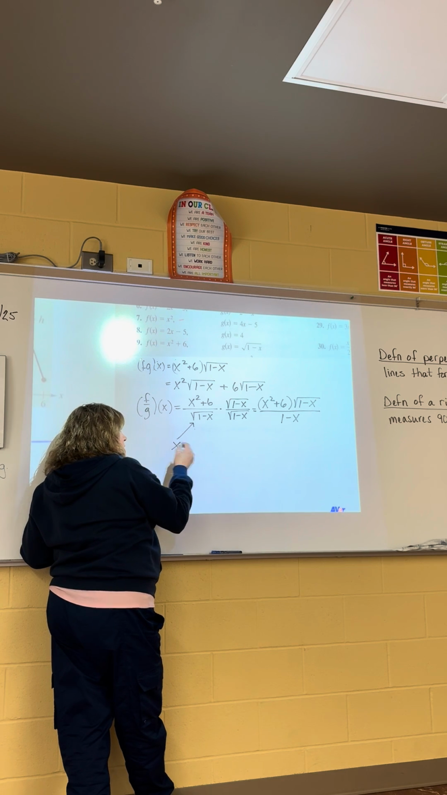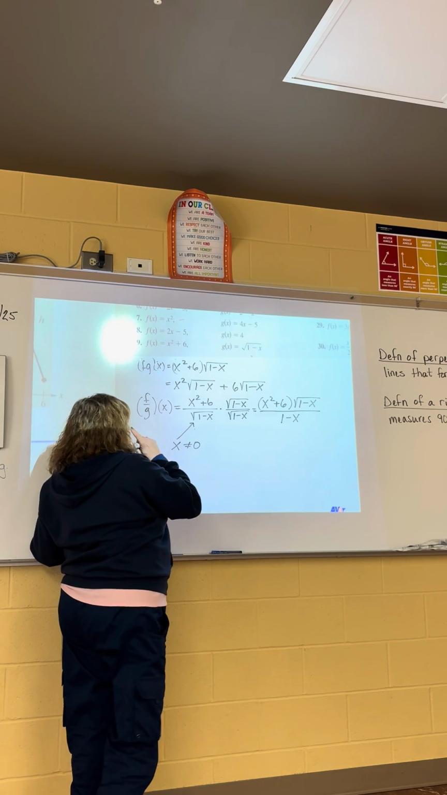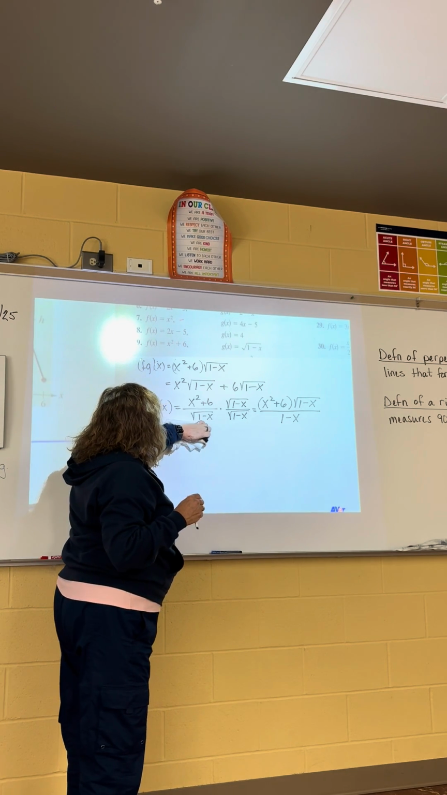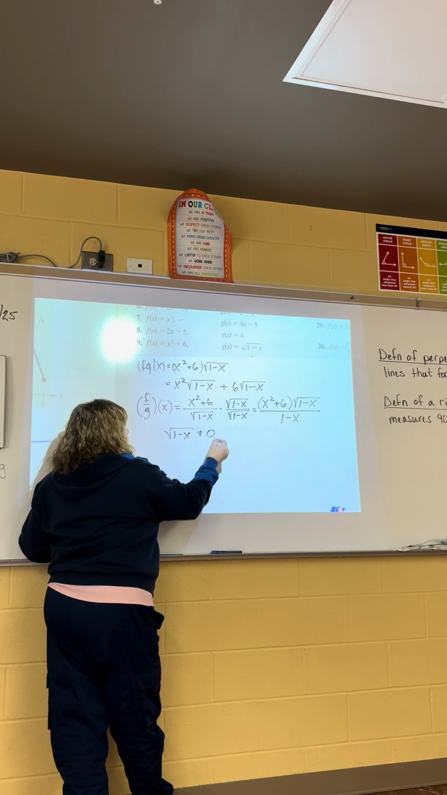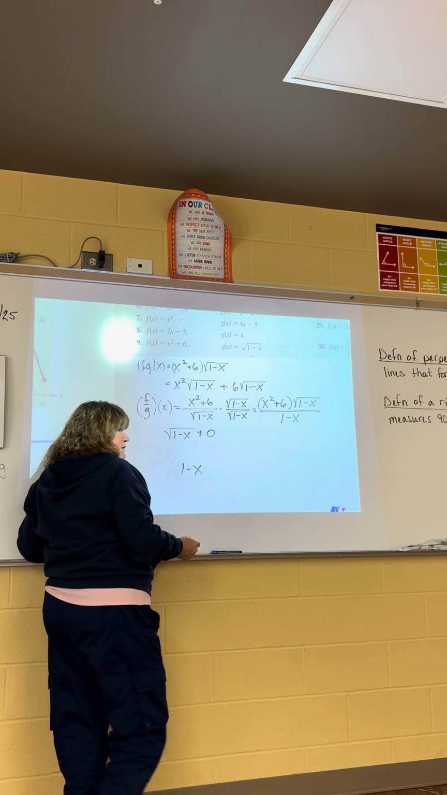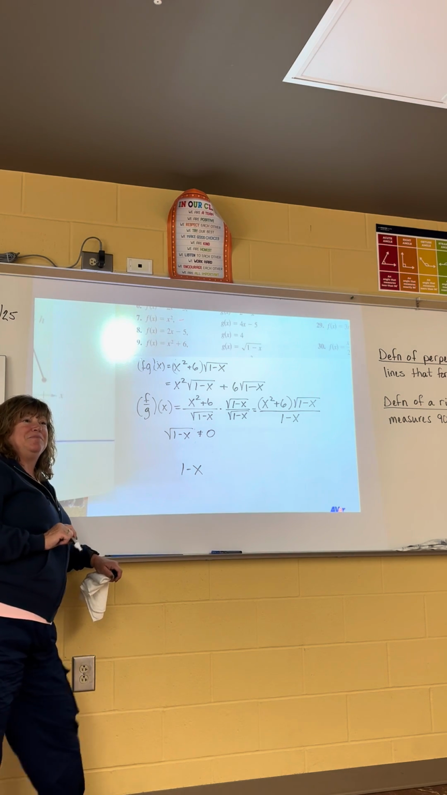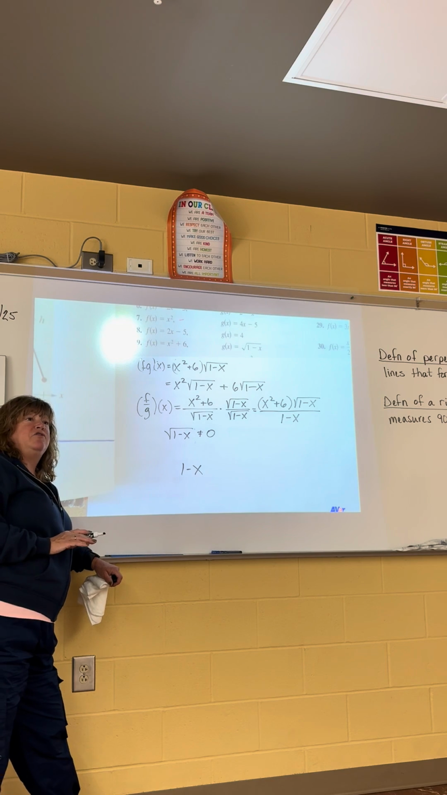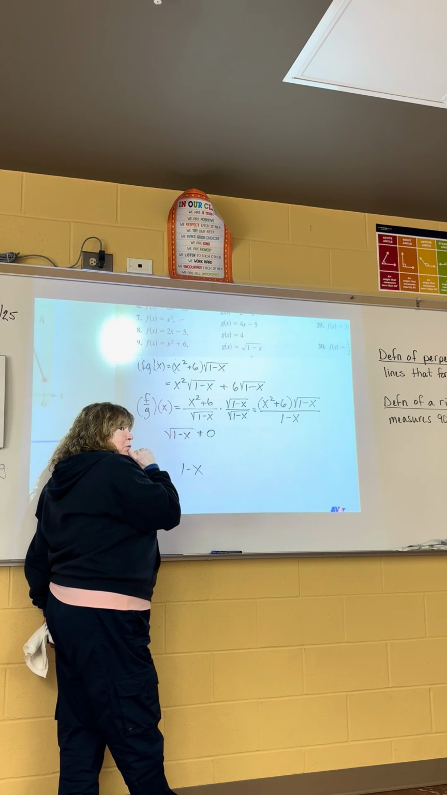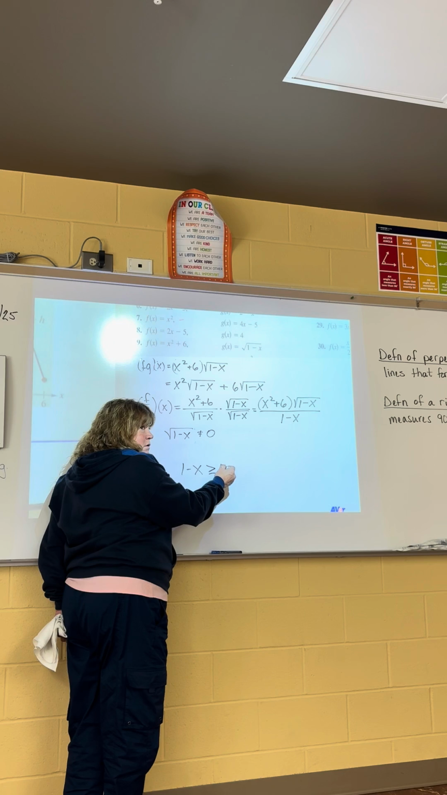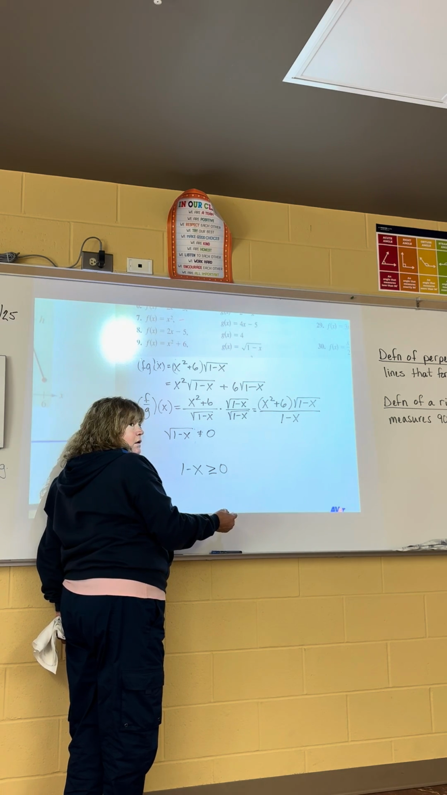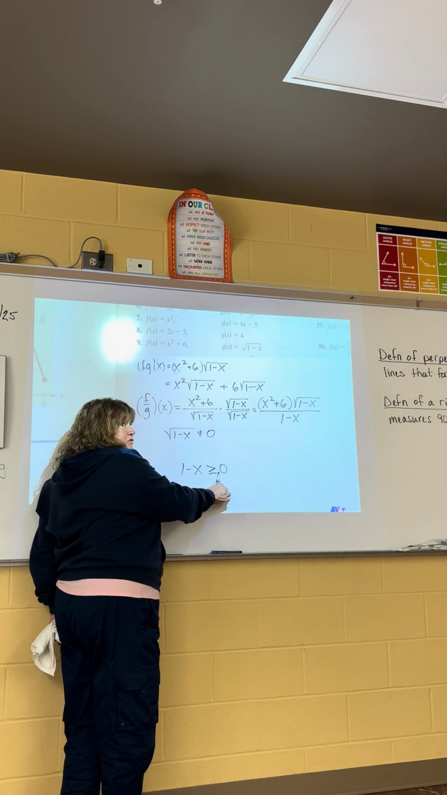Not equal to 0. It can equal 0. What else? Well, the whole denominator can't equal 0. What do we know about this? It can't be negative. So what inequality could I write? We know this has to be greater than 0. Yep. This quantity can't be negative. Isn't that what this says?